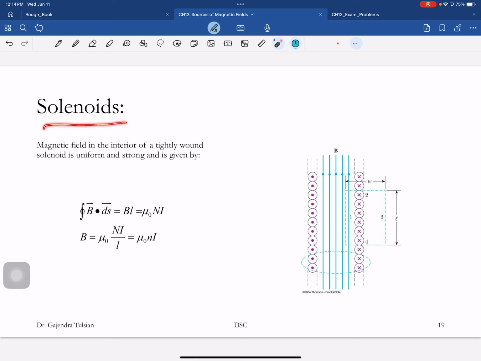A solenoid. So take a cylinder and just wrap wire around it. That's a solenoid. And if you pass current through it, in the cavity of the solenoid it produces a uniform field. There's the field. And the expression is the same, mu naught n I. N is the number of turns of wire per unit length, and I is the current.